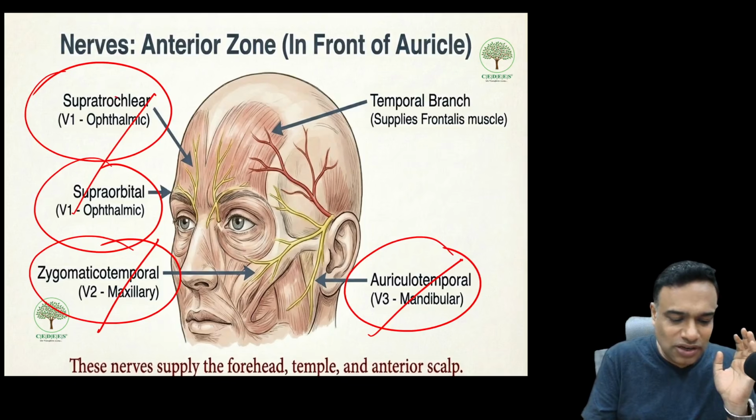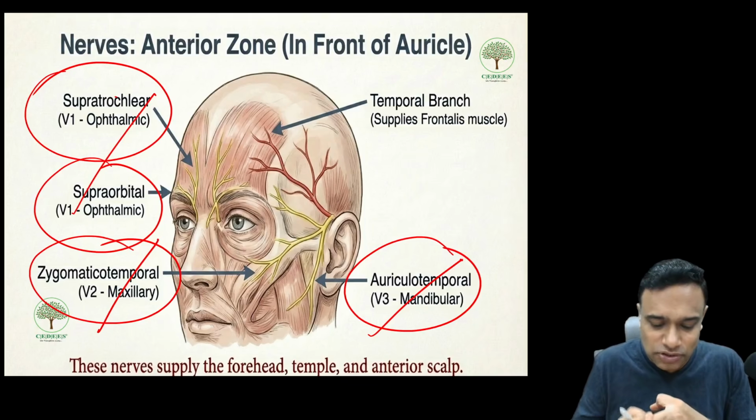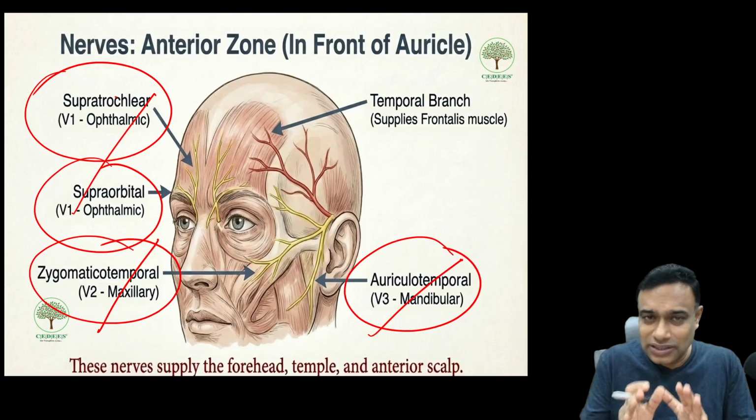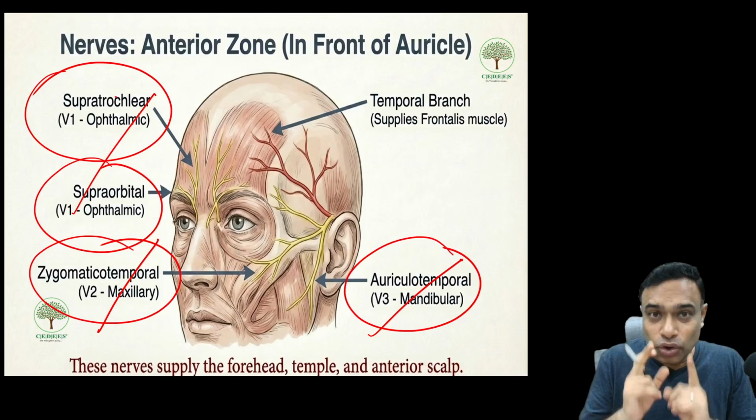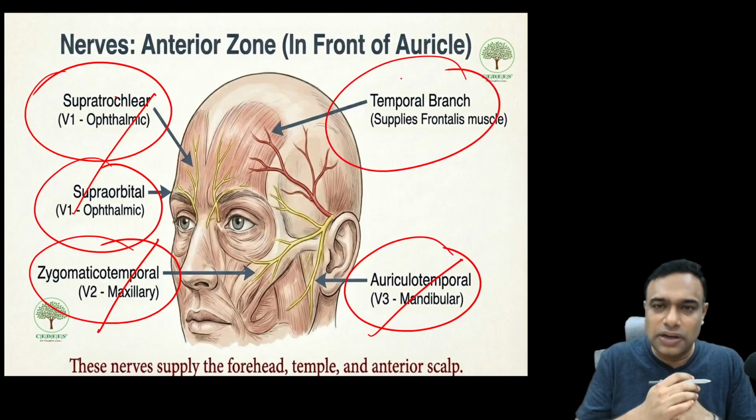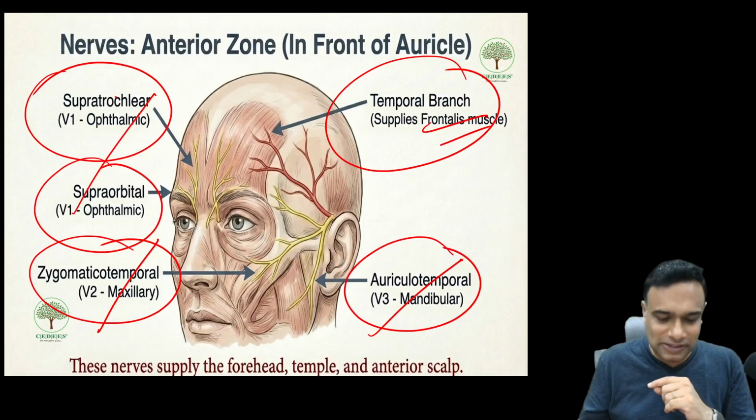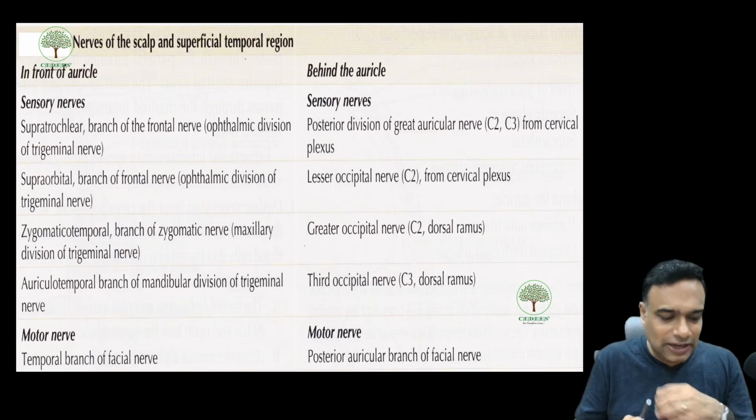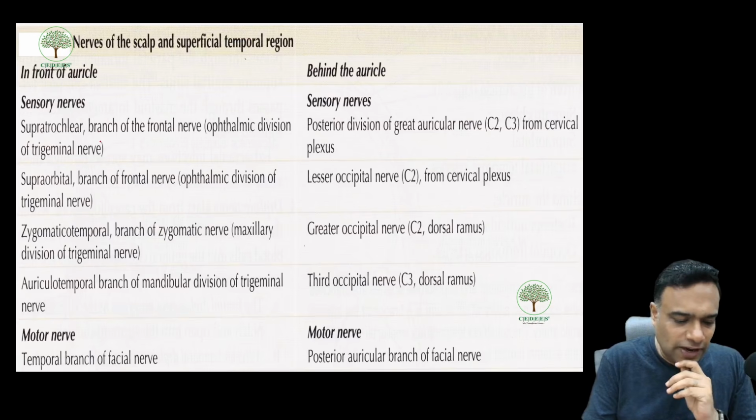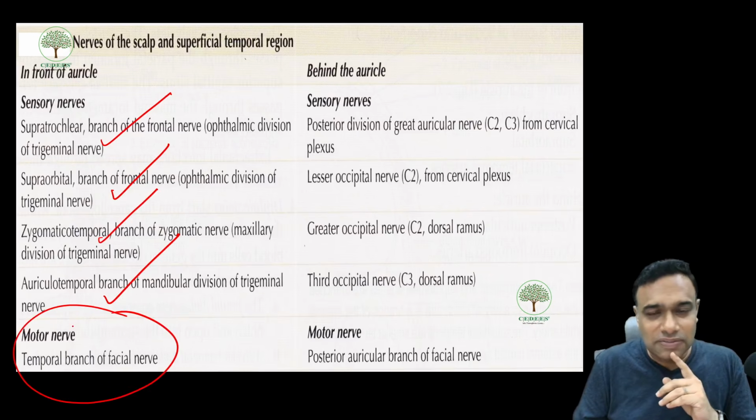So you have the supratrochlear nerve, supraorbital nerve, zygomaticotemporal nerve, auriculotemporal nerve, all sensory in front of the auricle. Then you have one motor. The motor is going to be done by your temporal branch. As we learned right in the start, it supplies your frontalis muscle, the temporal branch. Okay. Now, I'm hoping that this is very clear. In front of the auricle, we have supratrochlear, supraorbital, zygomaticotemporal, auriculotemporal. The motor branch is the temporal branch.